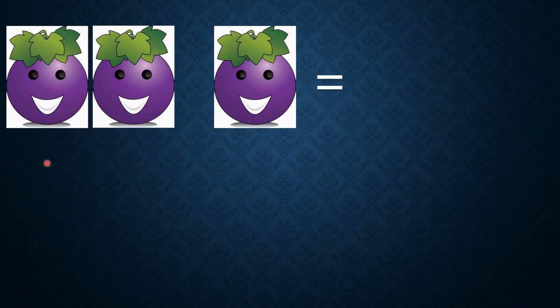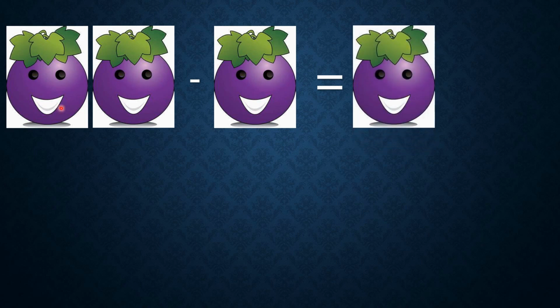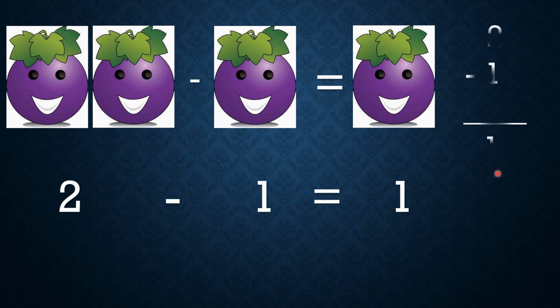Now let's do some sums. Here, 2 grapes are given. If we subtract 1 from 2, it comes to 1. First, we will see the horizontal way: 2 minus 1 is equal to 1. Now, the vertical way: 2 minus 1 is equal to 1.